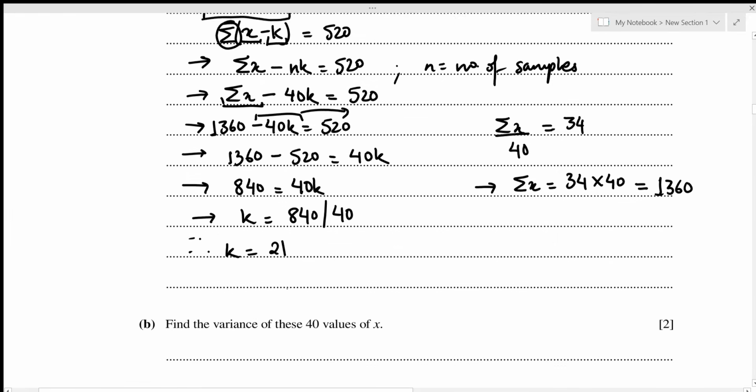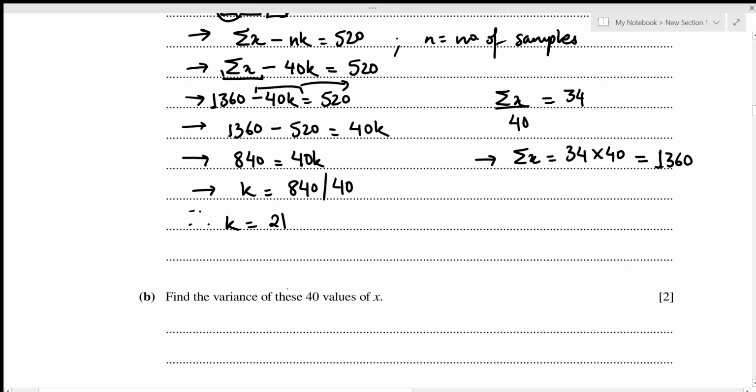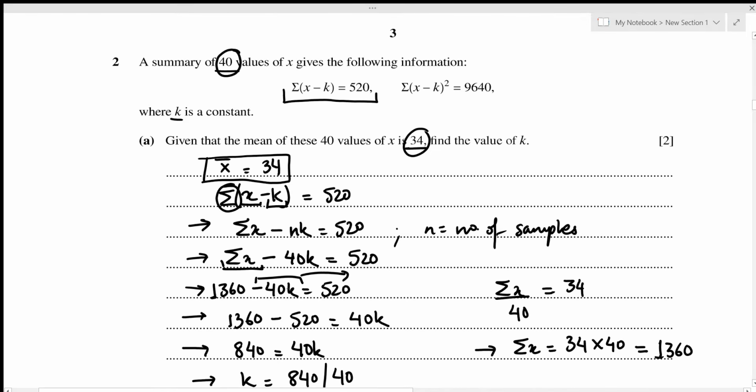Alright, now we need to figure out the variance of these 40 values of x. We can see that the information we're given is of x minus k, right? And in case of mean, if we were to figure out mean by just summing the values of x minus k, that would be an error. If we're subtracting the value of k, we need to add k. And if we were adding the value of k, we would have needed to subtract the value of k in order to figure out the mean. But that's not the case for variance.